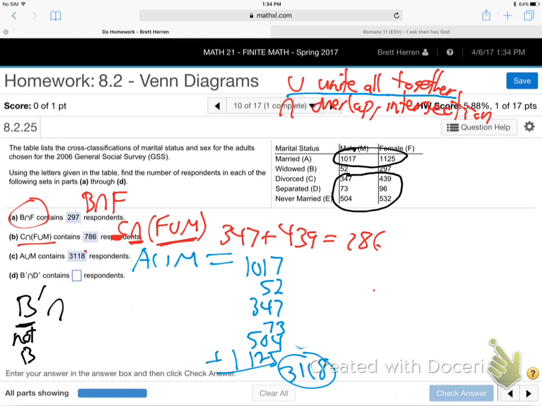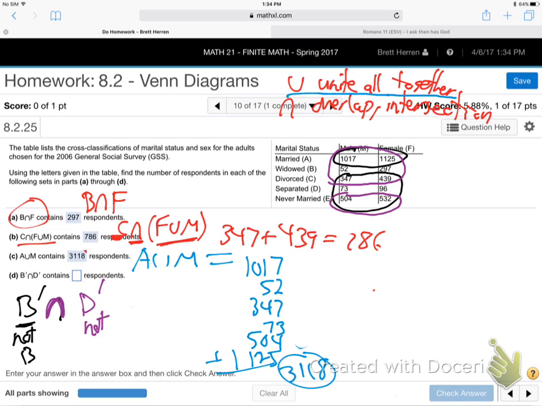And then let's try D complement. What's D complement? Not D. So that would be everything above D and everything below D. Everything that's not D. I've done that in the two different colors: everything that's not B and everything that's not D. And then what am I going to do from there? What am I supposed to take?